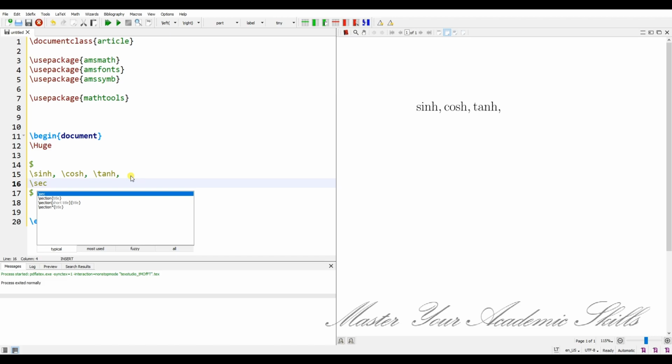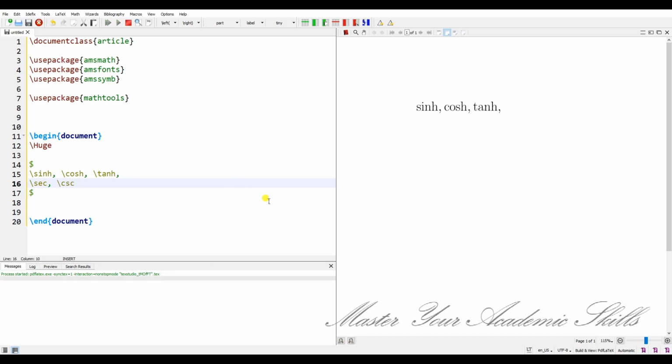and secant and cosecant, they are all trigonometric functions that we need in LaTeX. Oh, I think, yes, the cotangent is forgotten. Yes, the cotangent. If you compile it, you have the cotangent here. I think that's enough for trigonometric functions that we need in LaTeX.